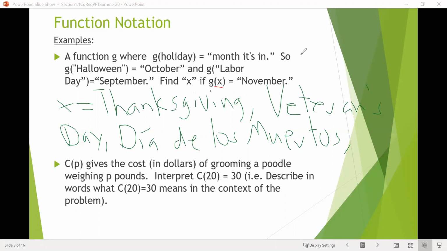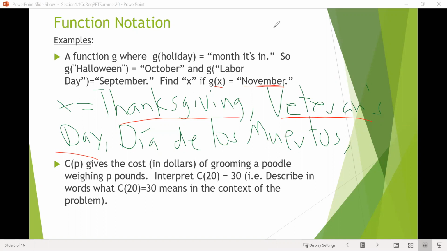Now, based on that, is this a one-to-one function? The answer would be no, because in this case, there are many inputs that give the same output. It is still a function because each of those inputs only goes to a single output. Inputting Thanksgiving in this function will always give November as the output. Inputting Veterans Day will always give November as the output. The thing about this one is that there are multiple inputs to give us the same output.